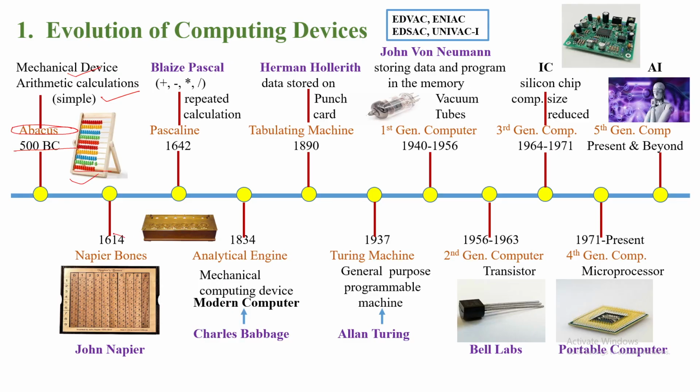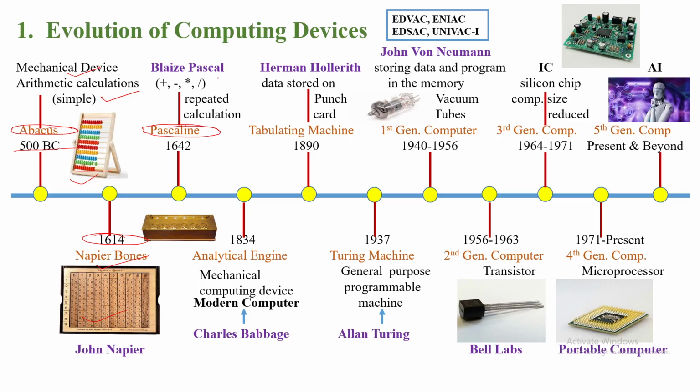Then afterwards, in 1614, John Napier invented Napier's bones. This is the Napier's bones. You can see that here also 0 to 9 and 1 to 9 are written, and you can calculate with it. Now, which machine was invented next? That is the Pascal line.